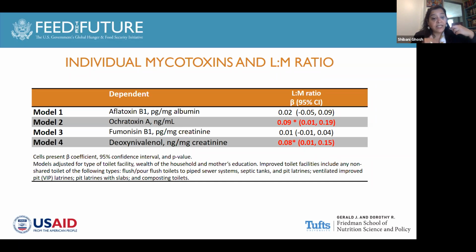What we find is that ochratoxin A and deoxynivalenol, or DON, were the 2 mycotoxins that were positively associated with LM ratio, indicating that the higher the level of the mycotoxin, the higher the LM ratio, which indicates higher intestinal permeability and higher impaired absorption, i.e. a higher risk of EED, if you will. So what that's telling us is that at least in this sample, 2 of the mycotoxins are significantly correlated with LM ratio, and it's very possible that their relationship to growth is mediated through the EED process. It's possible, right? Next slide, please.